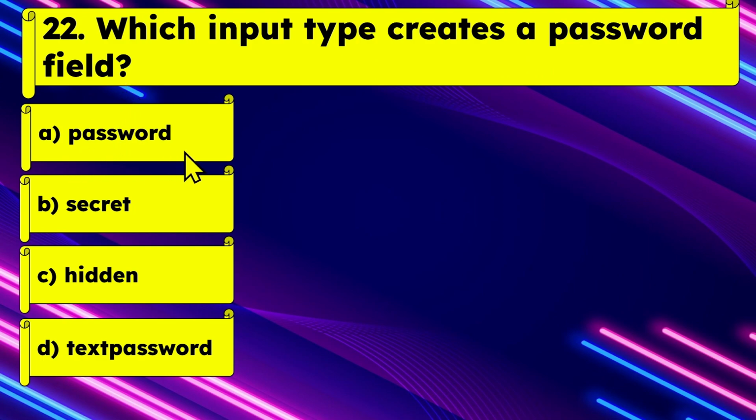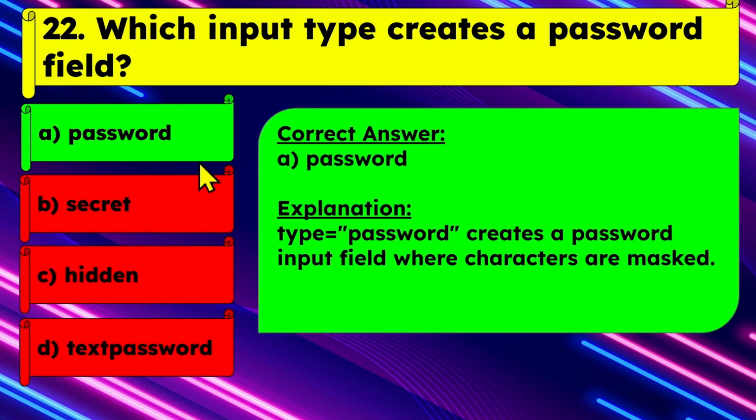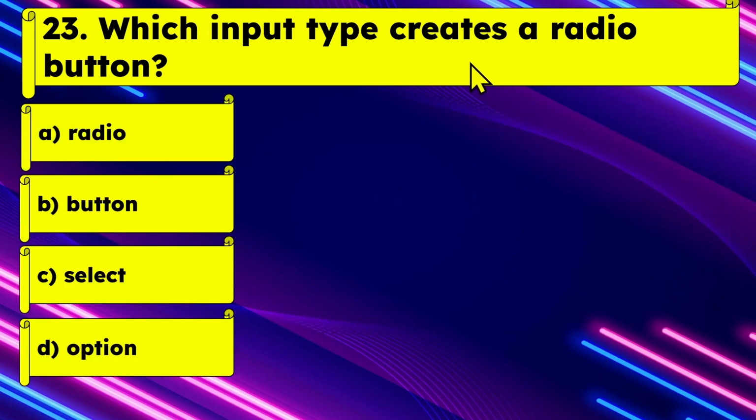Okay, so our next question is, which input type creates a password field? Option A password, option B secret, option C hidden, or option D text password. So here the correct answer will be option A, password. You can see, if you write type equal to password, then it will create a password input field where characters are masked.